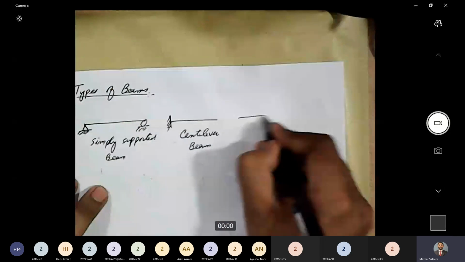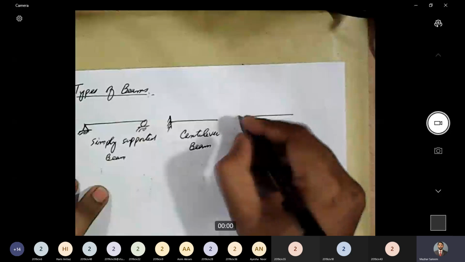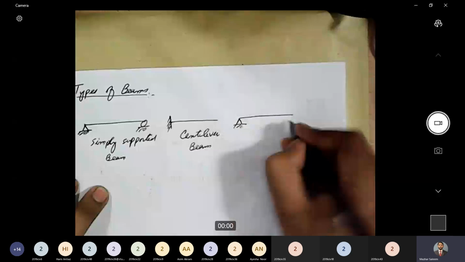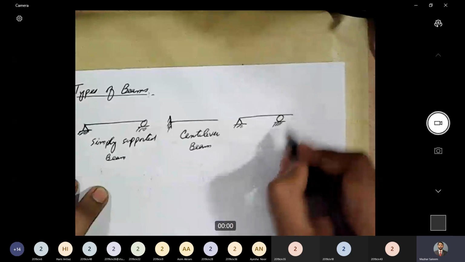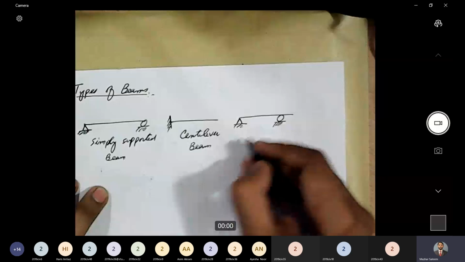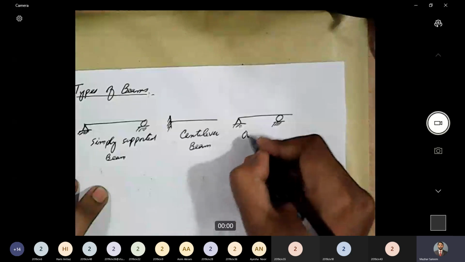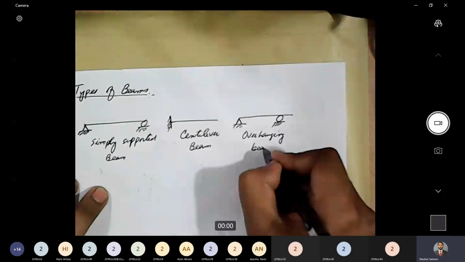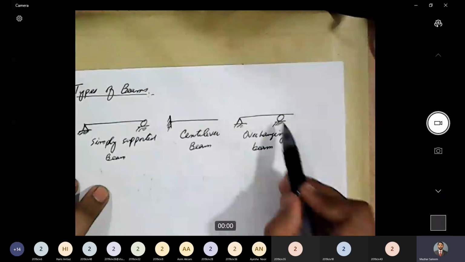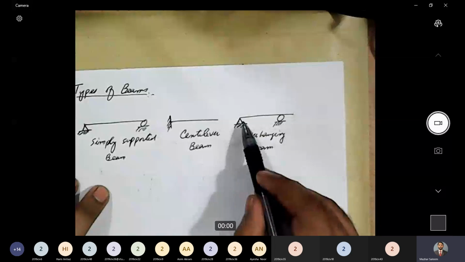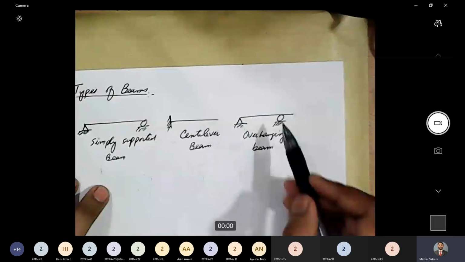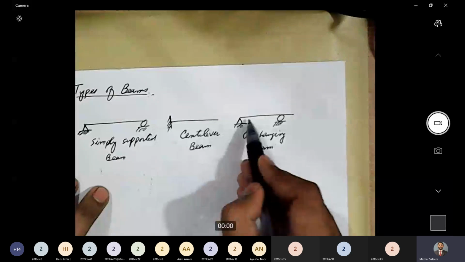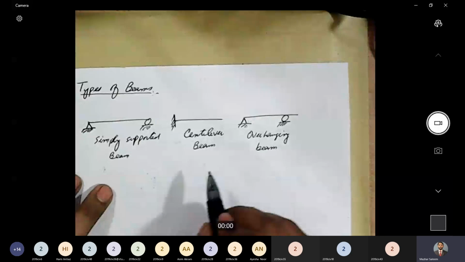What do we mean by an overhanging beam? One end of an overhanging beam projects beyond the support. So this type of beam is termed an overhanging beam, and this projected end may be on both sides as well. Sometimes we call this a single overhanging beam, and if we have projections on both sides, we call that a double overhanging beam.